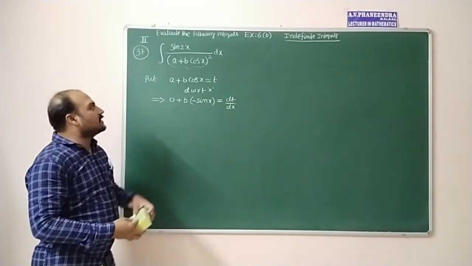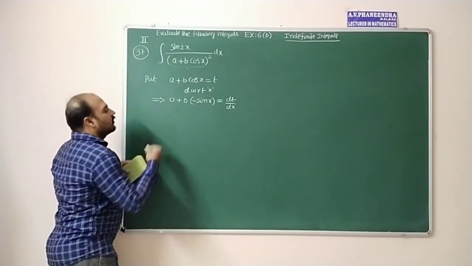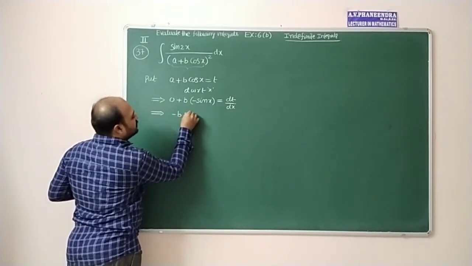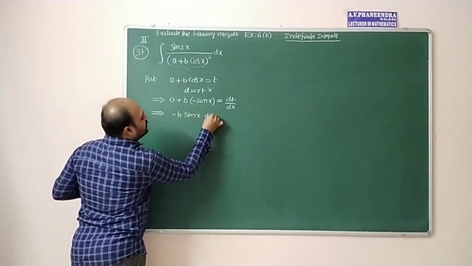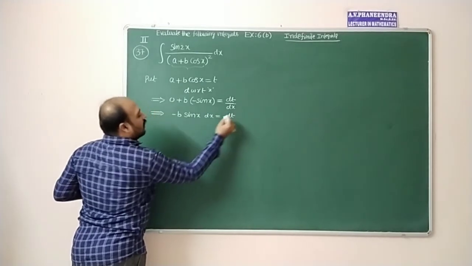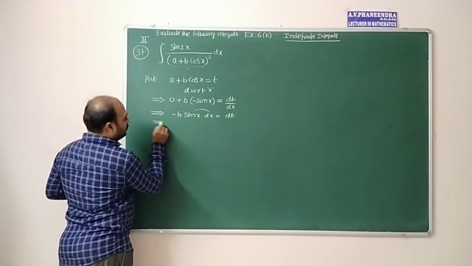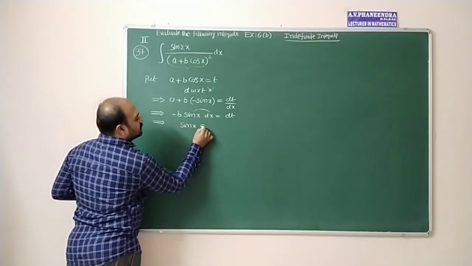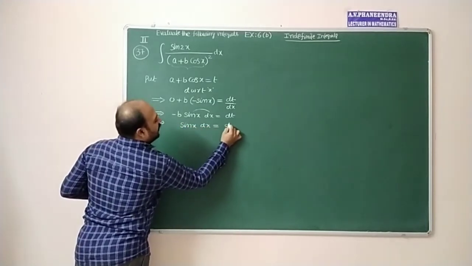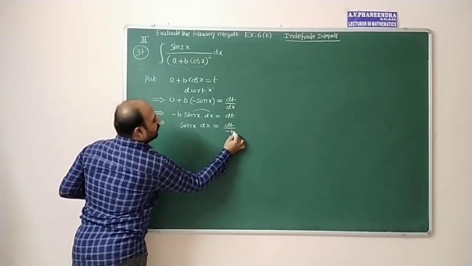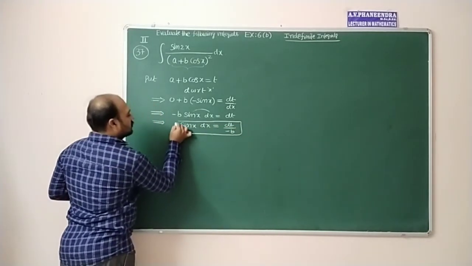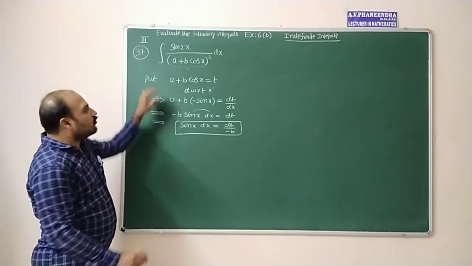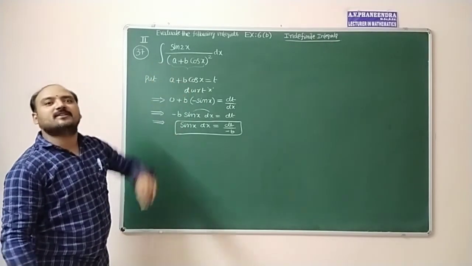But I want only sin x into dx in this. So here minus b into sin x into dx is equal to dt. I want to keep only sin x dx here. So minus b also can take the sign. Sin x into dx is equal to dt divided by minus b. This put it in a box. In the coming step we have to know about this one. And from the assumption also, make cos x the subject.